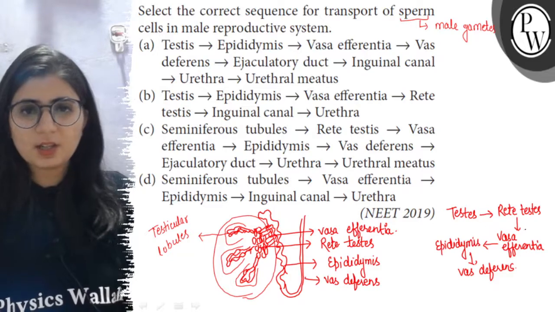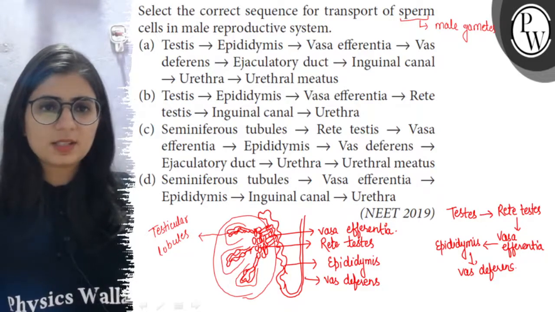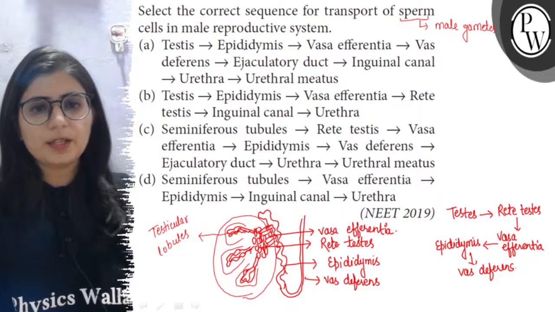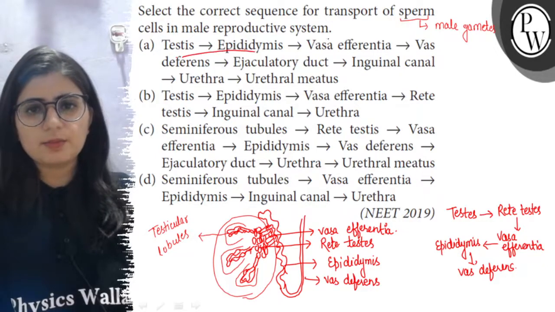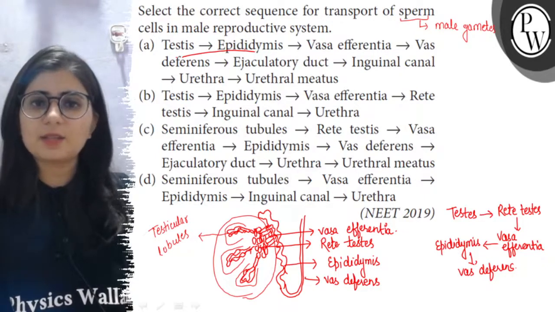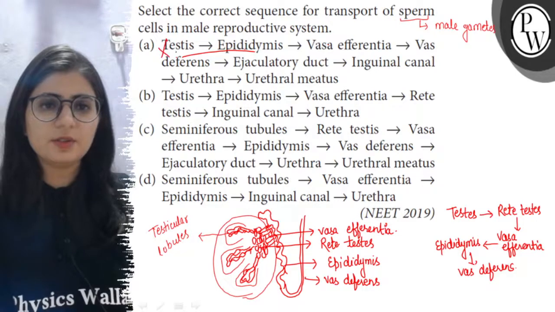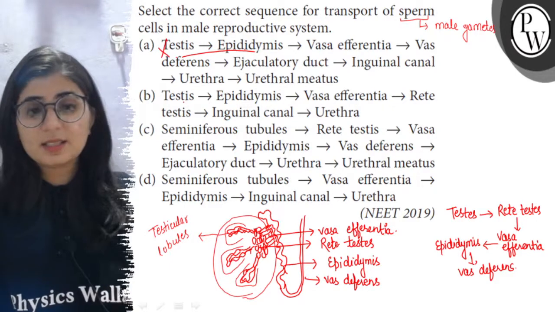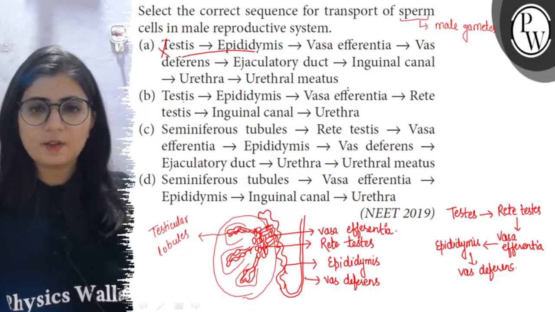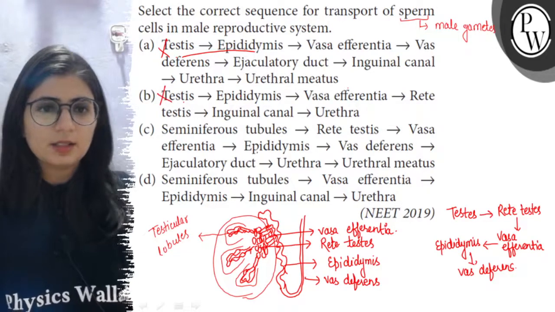So let's see what are the options given here. The first option is testis to epididymis. No, this is incorrect because vasa efferentia are present before the epididymis. So this is wrong. Now the next is testis to epididymis then to vasa efferentia. Again the same mistake here.